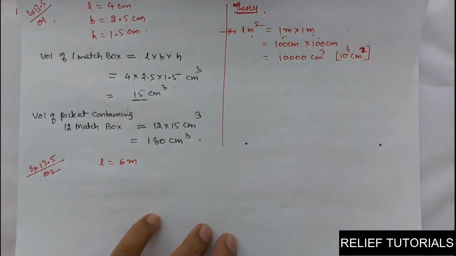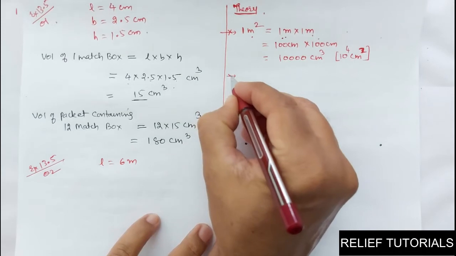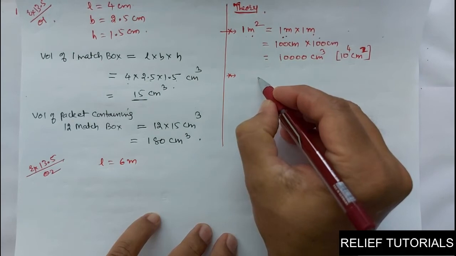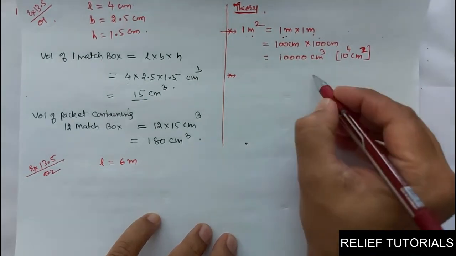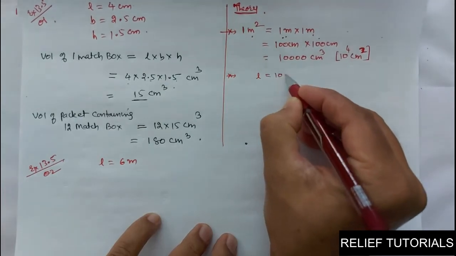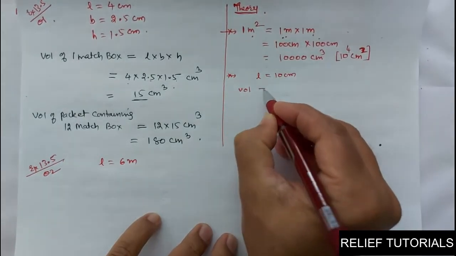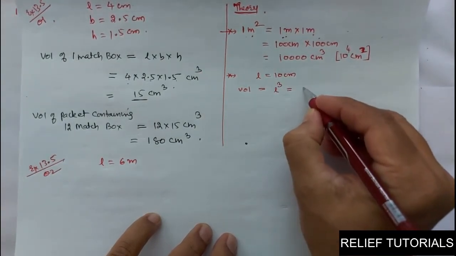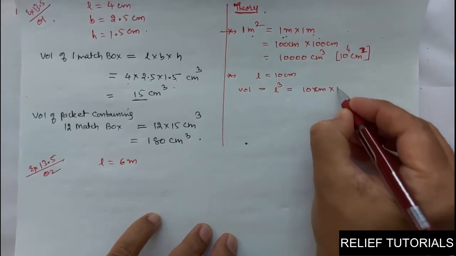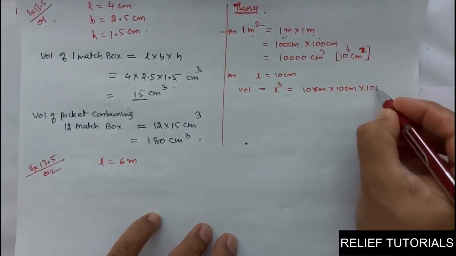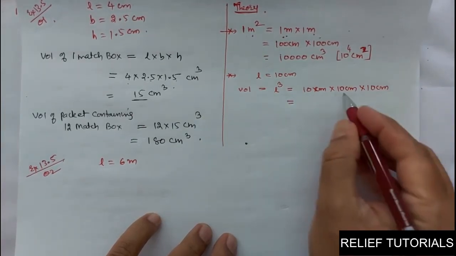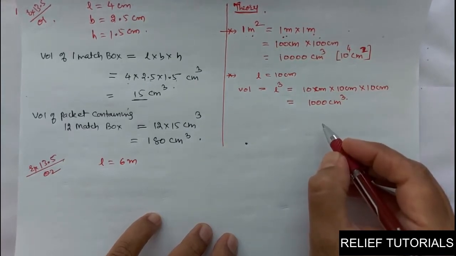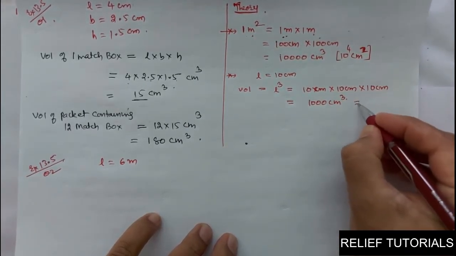Now we will discuss. 1 liter is equal to how much? You make a cubical container with length of edge L equal to 10 centimeter. The volume will be L cube, which is 10 cube. So 10 centimeter into 10 centimeter into 10 centimeter. That will be equal to 1000 centimeter cube, and that is equal to 1 liter. So 1000 centimeter cube is equal to 1 liter.